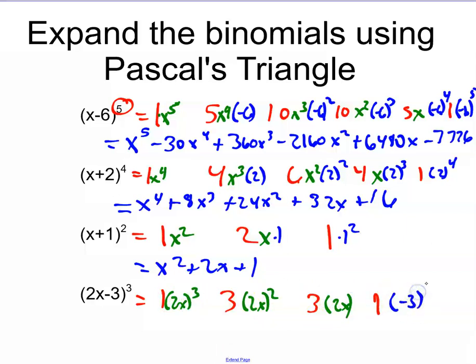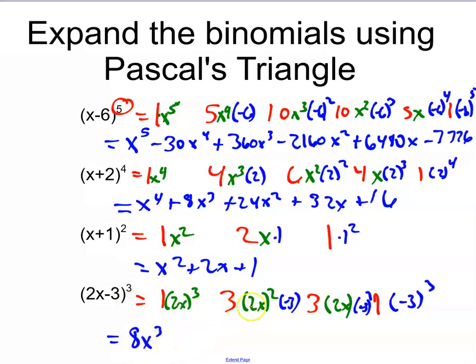Negative 3 to the 3rd, negative 3 to the 2nd, negative 3. Now, one thing you do want to pay attention to is when you have a variable and a coefficient that you're taking to a power, make sure you take it all to the 3rd power. So 2x to the 3rd power is saying 2x times 2x times 2x. So you should get 8x to the 3rd power here.